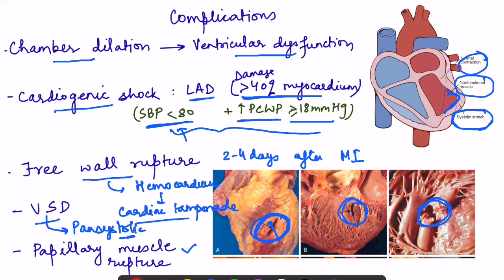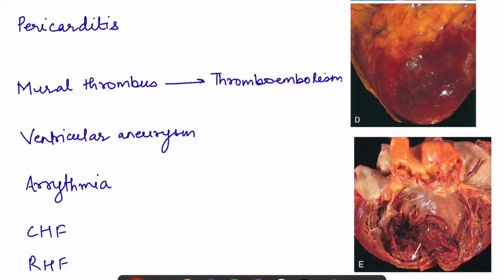Okay, papillary muscle rupture will lead to mitral regurgitation. Again, it will also lead to a pansystolic murmur. In fact, it is very difficult to differentiate between VSD and MR that develops because of papillary muscle rupture. Okay, a pansystolic murmur is heard in both of these cases. Then the next one is development of pericarditis.